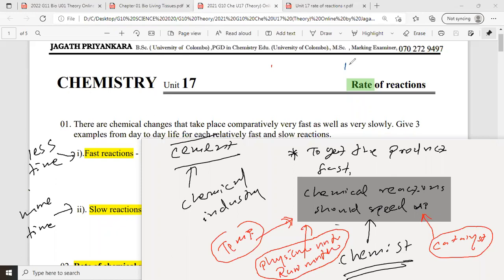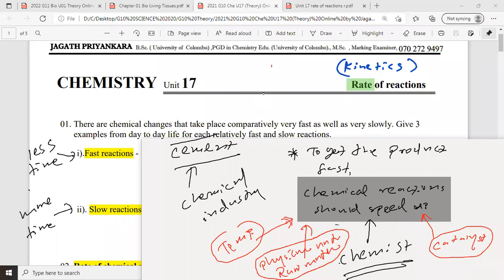We don't use the term rate of reaction. The same lesson, rate of reaction, is there in A-level chemistry. The rate of reaction you learn in university level chemistry also, and beyond that. We call it chemical kinetics. Kinetics is the advanced term we use for the rate of reaction. Chemical kinetics is the 11th lesson in the current A-level chemistry syllabus. Right. Now, I gave the introduction to the lesson.